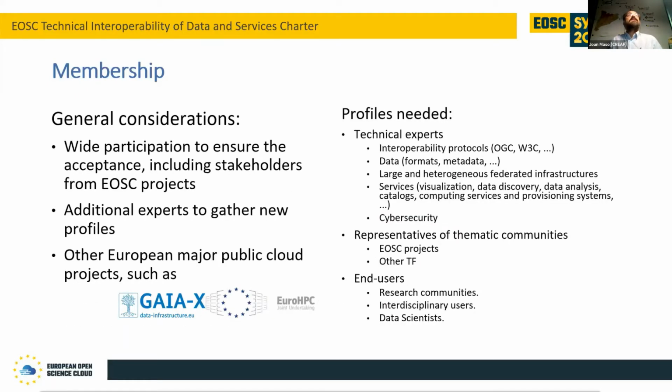Next. So, membership. We want a wide participation to ensure the acceptance, including stakeholders from several EOSC projects, additional experts to gather new profiles, and other major European public cloud projects such as Gaia-X and EuroHPC. From the expertise we need: technical expertise in interoperability protocols from different standards organizations, like the OGC and the W3C, technical expertise on data formats, metadata, large and heterogeneous federation infrastructure expertise, services in general, I will not repeat the enumeration, and also on security of those protocols and services.